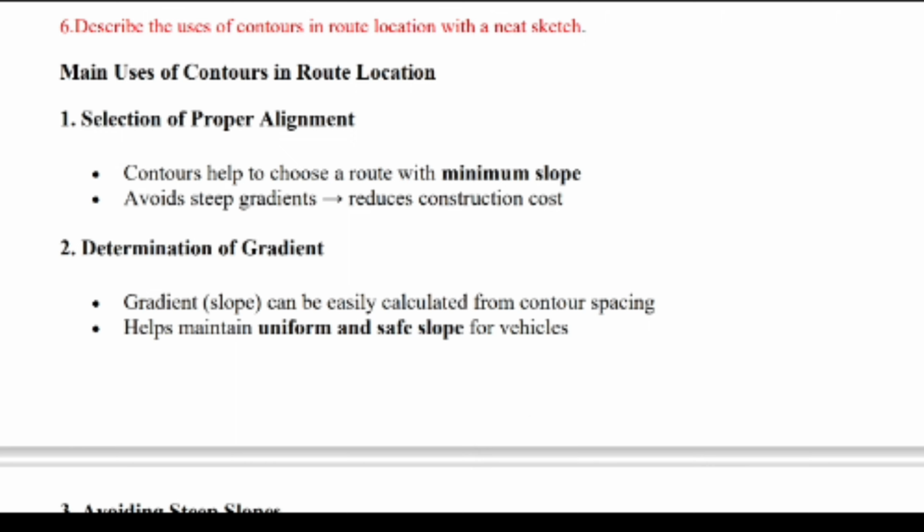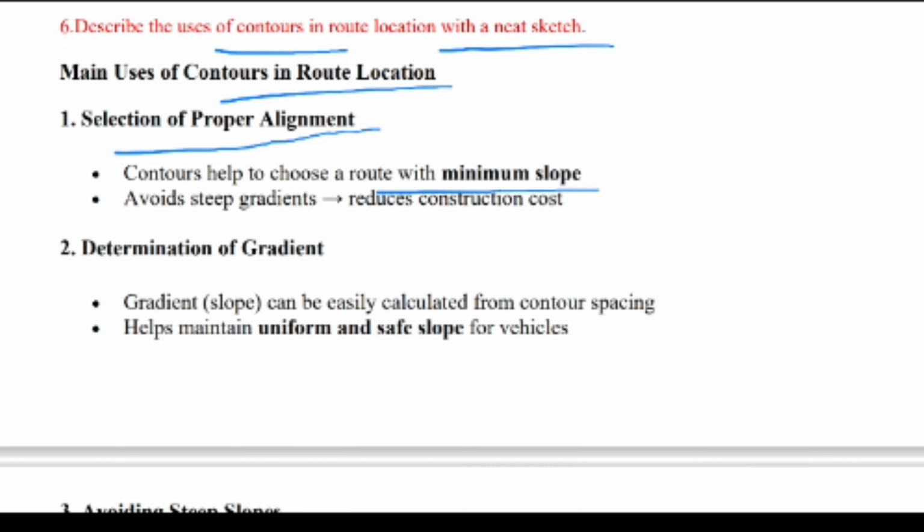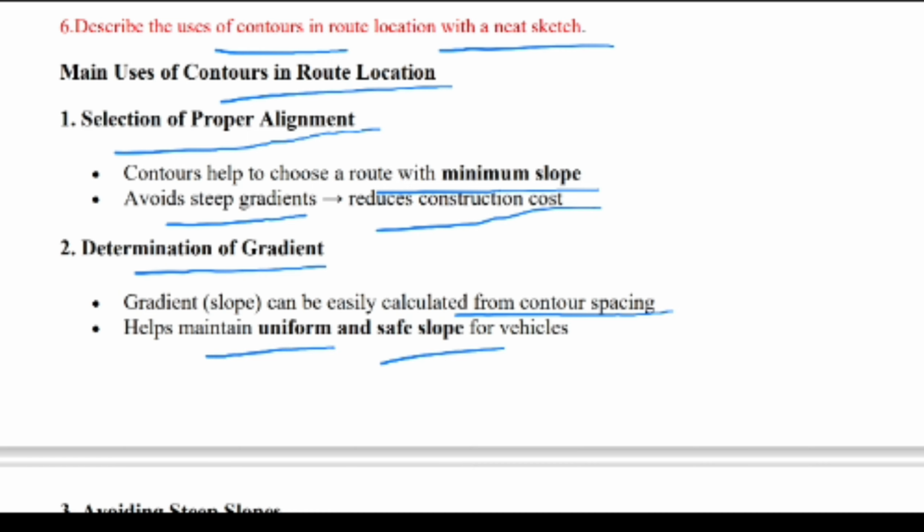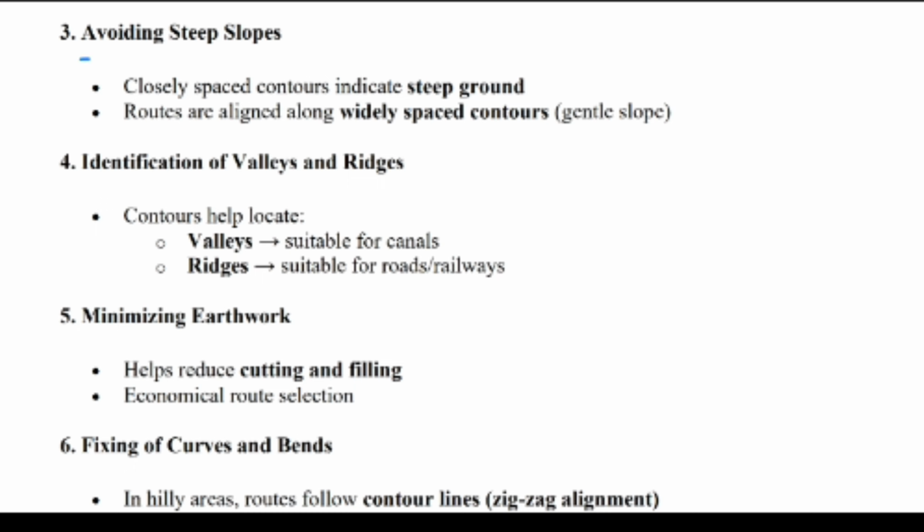Next, we will describe uses of contour, route locating, with a neat sketch. What is the main use of the contour? You can locate the location and select the proper alignment. The contour helps to minimize the route slope, avoid the steep gradient and reduce the cost of construction. Same way, determine the gradients. Based on the slope you can calculate the contour spacing and maintain uniform and safe slope. Next, avoiding steep slope.